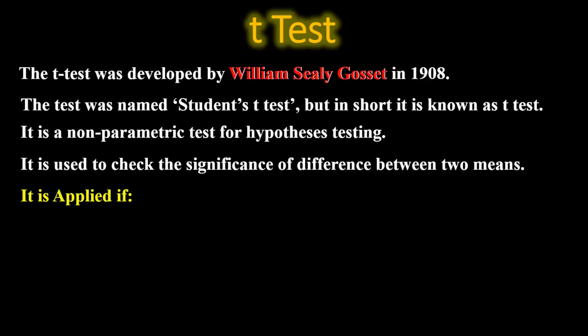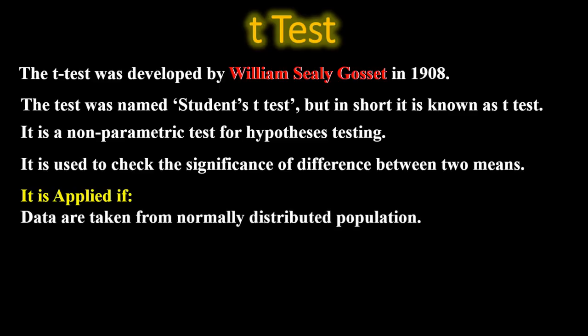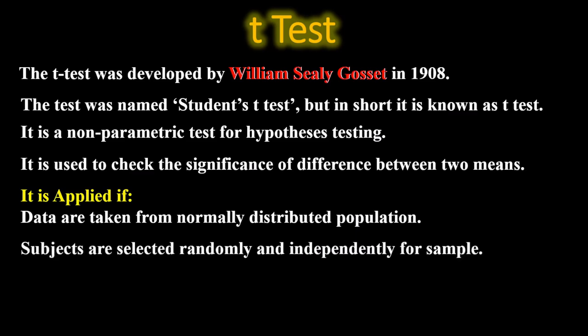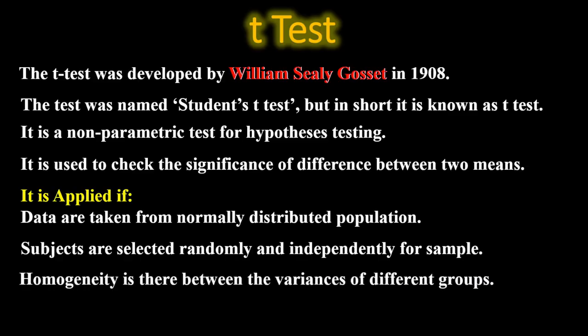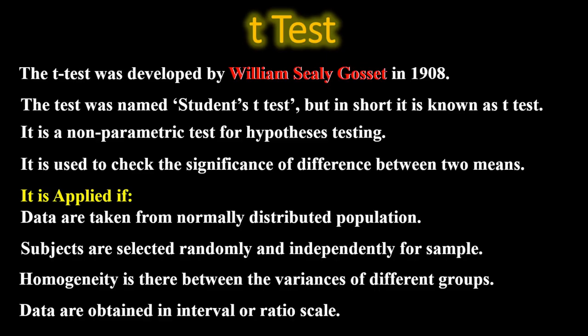It is applied if, now the assumptions of using t-test are given, it is applied if data are taken from a normally distributed population, subjects are selected randomly and independently for the sample, homogeneity is there between the variances of different groups, and data are obtained in interval or ratio scale.